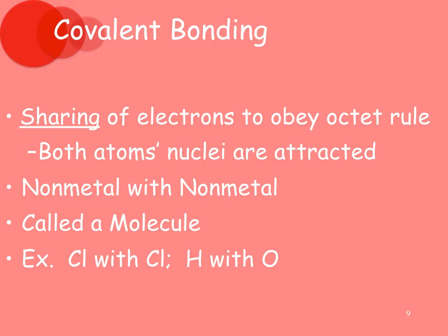Covalent bonding, keyword here, sharing. This is where we share electrons to obey the octet rule. Both atoms' nuclei are attracted. It contains two nonmetals, so you have a nonmetal bonded with another nonmetal. For short, we call it a molecule. For example, we can have chlorine attracted to another chlorine, or we can have hydrogen attracted with oxygen. Both of those examples only use nonmetals.